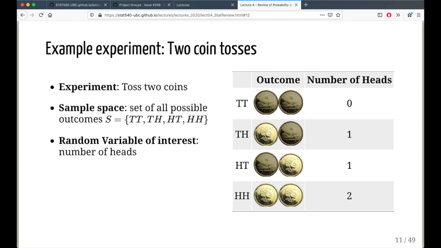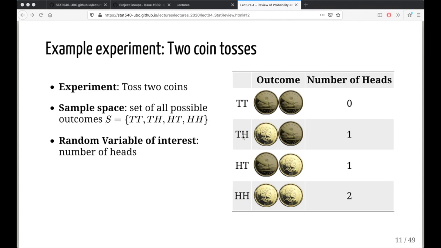Just to go over an example of these terminologies and add some new ones, we're going to consider a really simple example experiment where we toss 2 coins. We're going to toss these 2 loonies. Our experiment is tossing the 2 coins. A sample space is simply the set of all possible outcomes. So the set S contains all the possible outcomes of this coin toss experiment. In this case, we could have 2 tails. We could have the first coin as heads and the second coin as tails, or the first coin as tails and the second coin as heads, or we could come up with 2 heads.